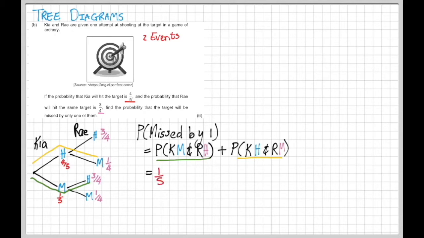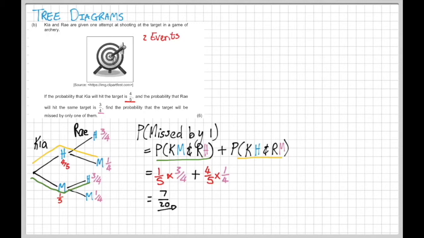In the first one, if I look at the green road, I've got 1/5 as the first probability, and then I walk to 3/4 because Kia misses and then Ray hits. That's the green road. Or then I go Kia hitting, which is 4/5, and then Ray missing, the probability is 1/4. If I put this in my calculator, I've got 7/20. Ta-da! There I've got my answer. 6 marks in the bag.